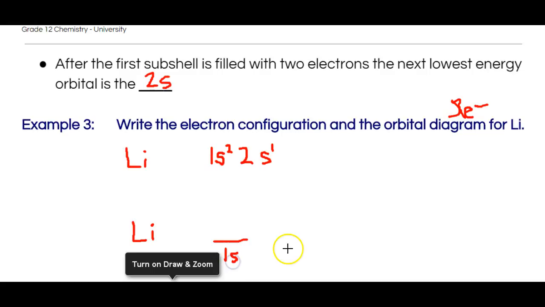So I'm going to show the 2s as being slightly elevated compared to it, but in the same vertical column. So I'm going to try to squish this in here. I've used up way more space than I intended to, but anyways, here we go. 2s. And so now I can start to fill up those electrons. Right, so here's 1, 2, and then my 3rd one's going to go up here.